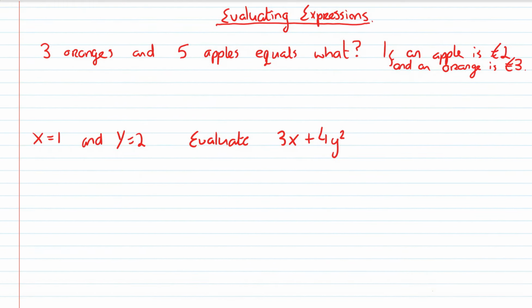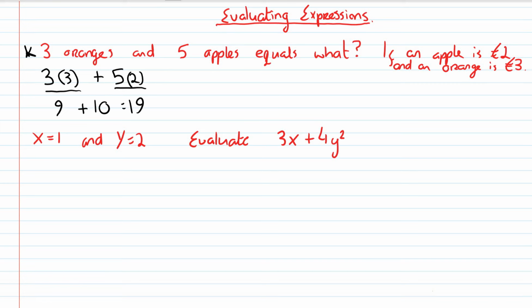Okay, nearly there. Evaluating expressions. Okay, let's have a look at this one. 3 oranges and 5 apples equals what? If an apple is €2 and an orange is €3. Okay, well, we have 3 oranges, and in brackets I'm going to say an orange is €3, and 5 apples, and we say an apple is €2. So we have 3 oranges here, so 3 3s are 9, plus we have 5 apples and they're €2, so 5 2s are 10, which equals 19.